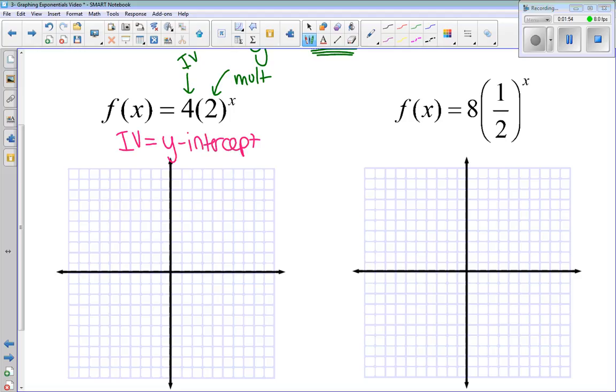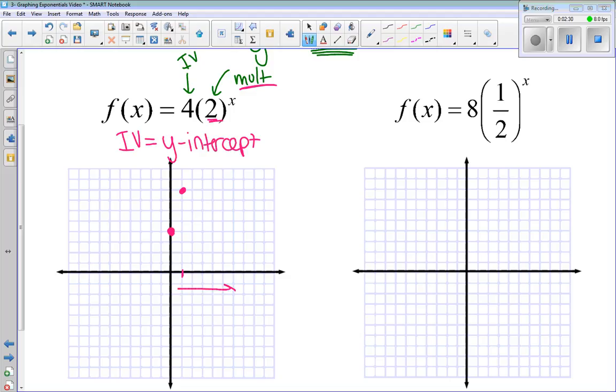So we see here that our y-intercept is 4. Now from there, we know that we have a multiplier of 2. So all we're going to do is multiply to find the next number. So we have 4 as our y-intercept. When we multiply that times 2, we get 8. So for our next point at 1, we're going to go up to 8. Now we could do it again, and 8 times our multiplier of 2 is 16, but that doesn't fit on our graph. So we have to get a little bit creative.